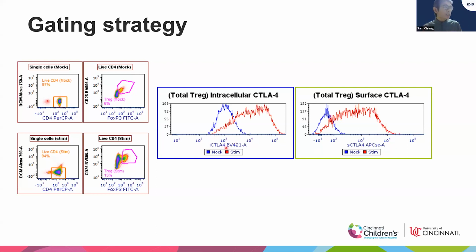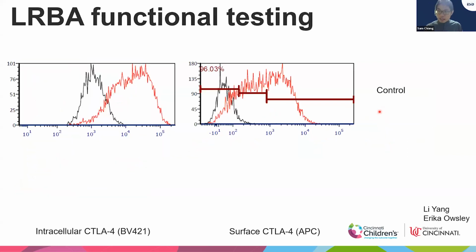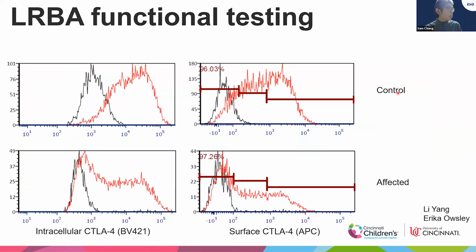When the cells are not stimulated, you have some CTLA4 in the cell. You have no CTLA4 on the surface of the cell. But after you stimulate, you see that there's a lot of CTLA4 in the cell, and this gets pushed to the surface. We have lots of CTLA4 on the surface. How does this look in our patients? So again, a control here and an affected patient here, you see that most of the Tregs would maintain very low levels of CTLA4 in the cell, as well as on the surface of the cell.